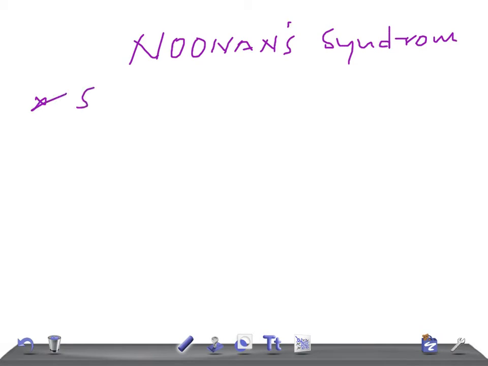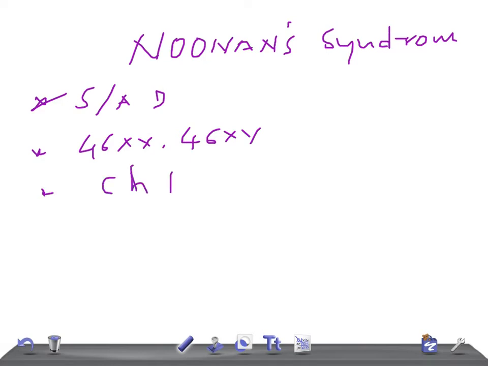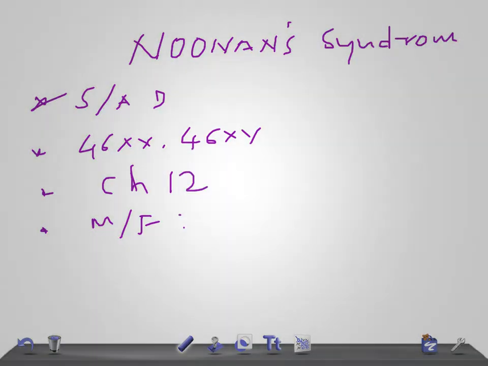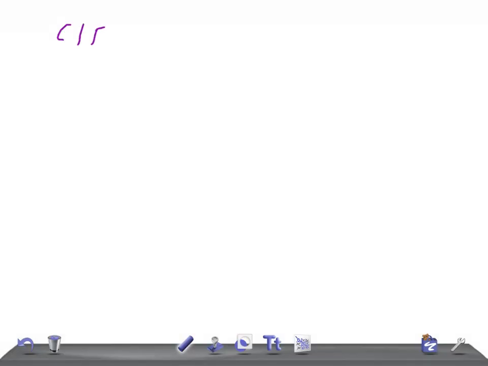It's a sporadic or autosomal dominant disorder. It's a 46XX or a 46XY. And which chromosome? Chromosome 12. Remember. Males and females are equally affected. Noonan syndrome has similar characteristics to which syndrome? Turner syndrome, remember.